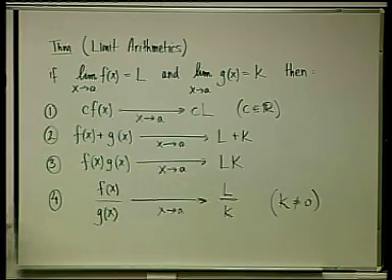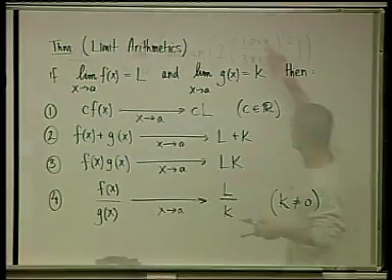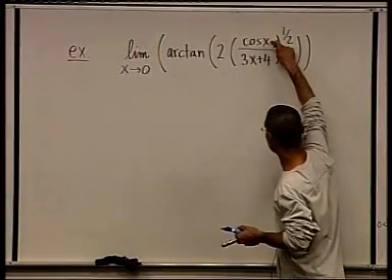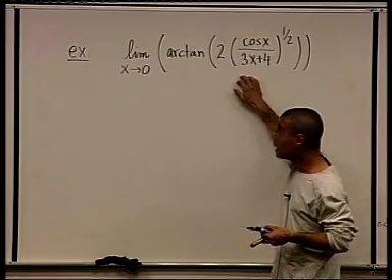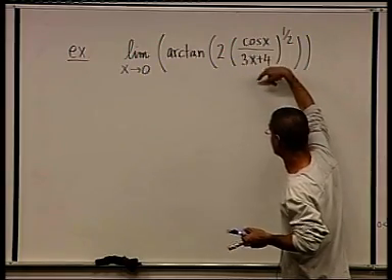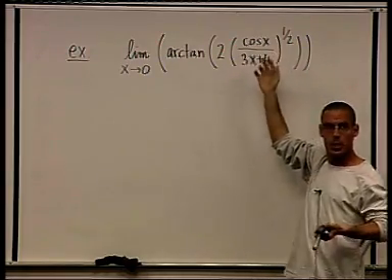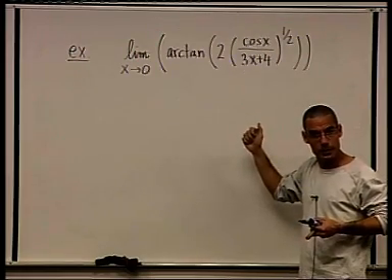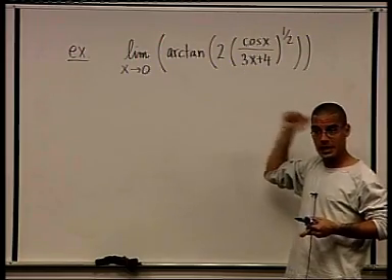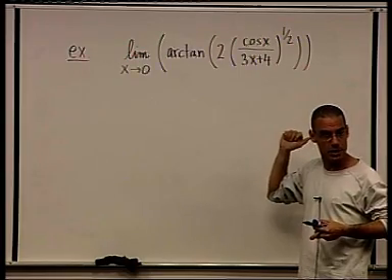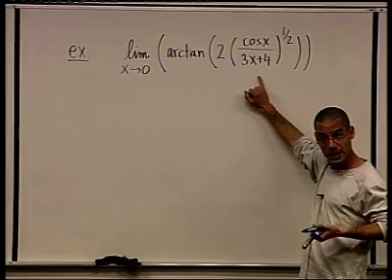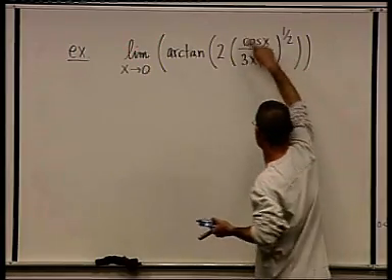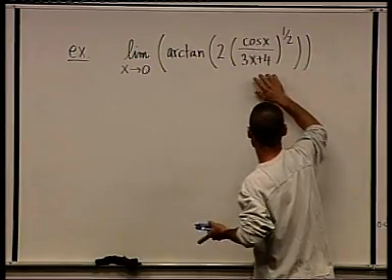So back to this board. Cosine x goes to 1. 3x plus 4 goes to 4. Does everybody agree? So what does the quotient go to? 1 over 4. Right? Do you see that that's part 4 of that limit arithmetic theorem? And it holds because the bottom doesn't go to 0. Do you see that? Okay, so this goes to 1/4.